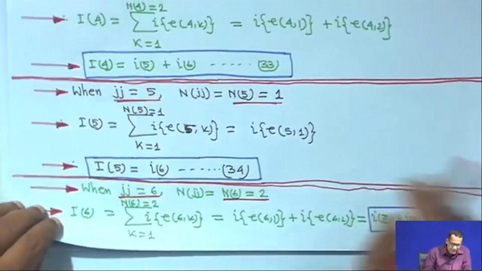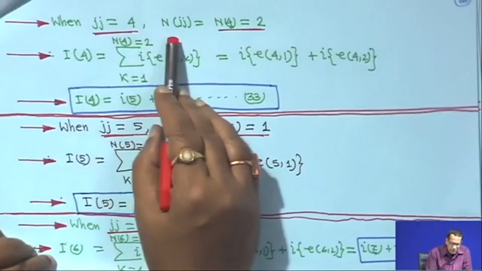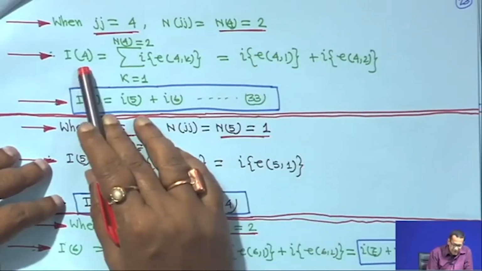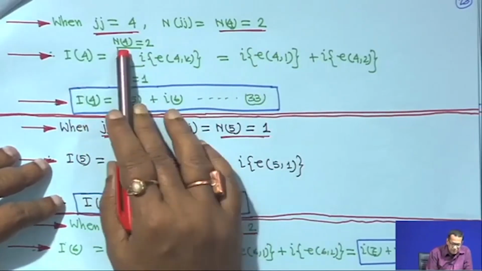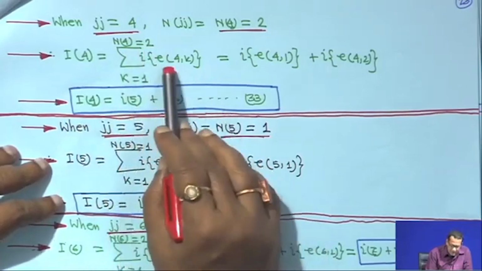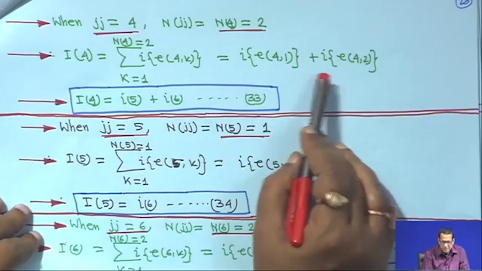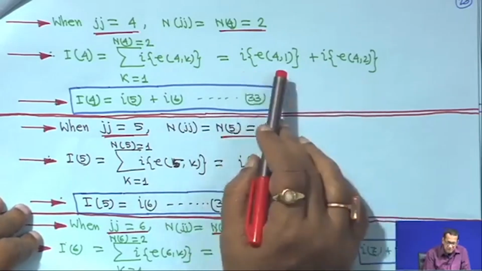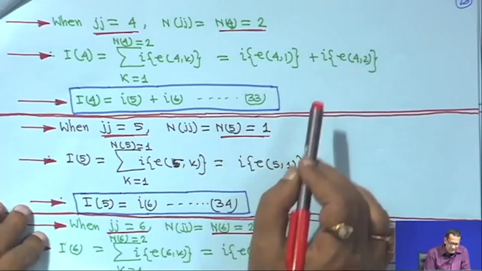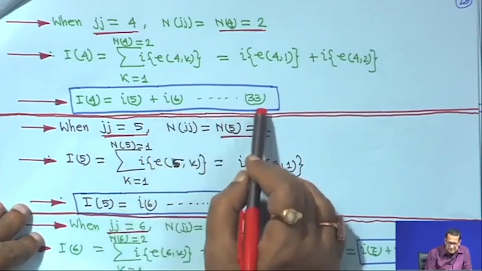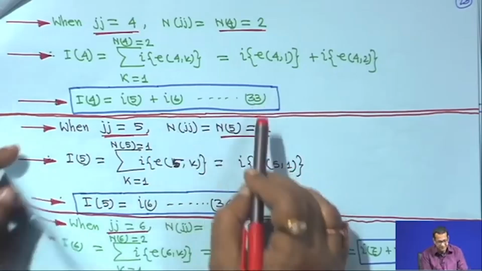Therefore, when j j is equal to 4, then n j j is equal to n 4 is equal to 2. Therefore, capital I 4 is the sum over k equal to 1 to n 4 of I e 4 k, because j j is equal to 4. So, it is I e 4 1 plus I e 4 2. Substitute the values of e 4 1 and e 4 2, these are all integer values. So, I 4 is equal to I 5 plus I 6. This is equation 33.